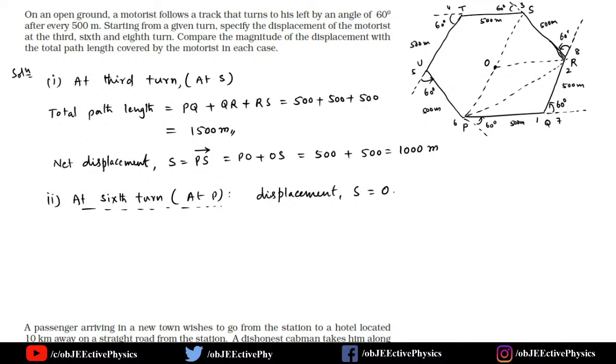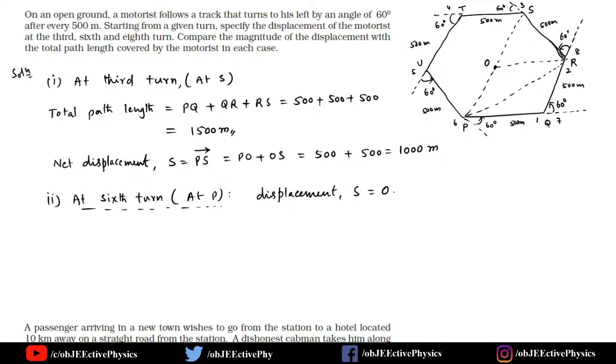Because sixth turn, count it: 1, 2, 3, 4, 5, sixth turn. At 6 turns, the motorist comes back to the starting point. While he is taking the 6th turn, he is at the initial position. So the final position and initial position are the same. Therefore, net displacement at 6th turn is equal to 0.